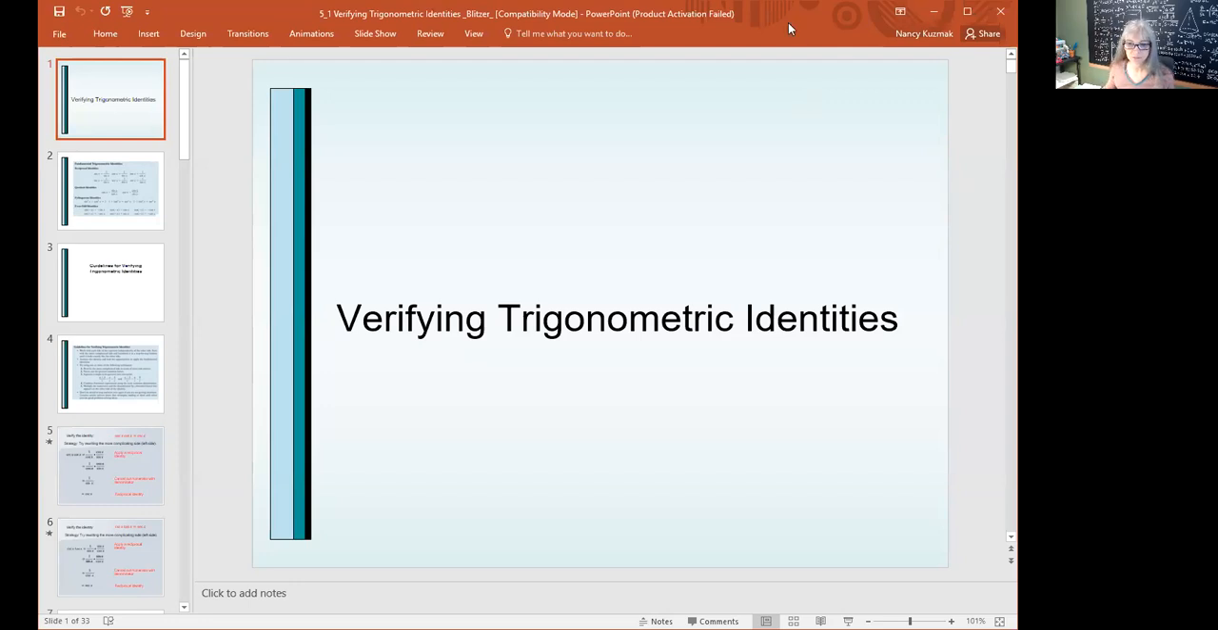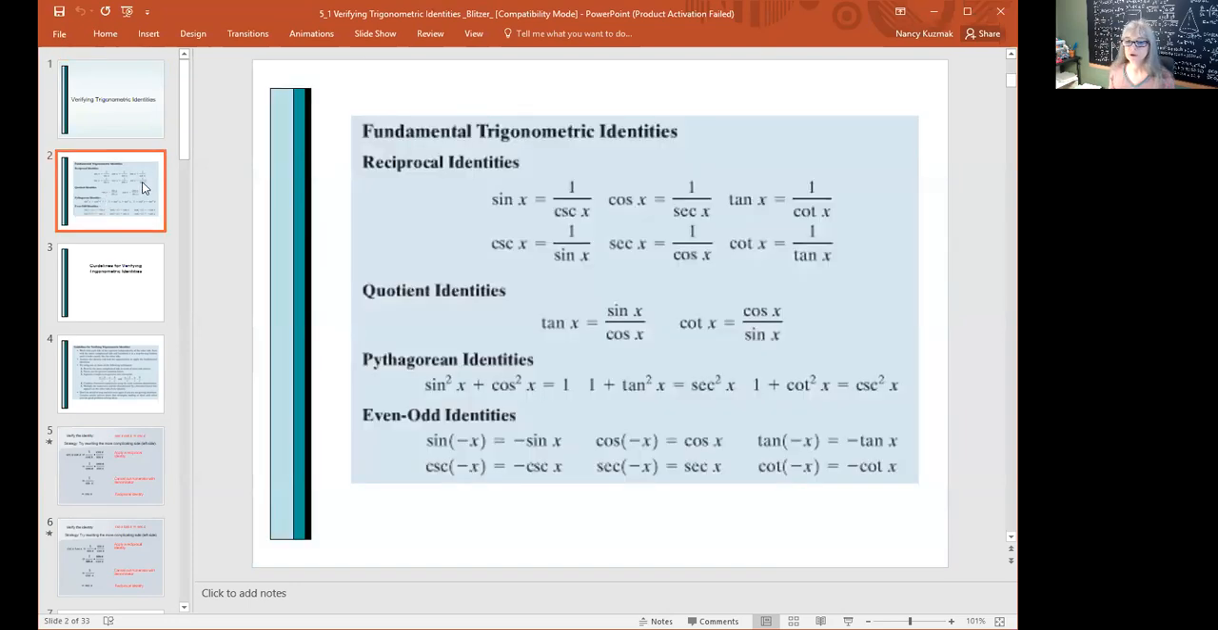Today we're going to be talking about verifying trigonometric identities. The beauty of these is that when you're working with trigonometric identities, what they want you to prove is that the left side equals the right side, all right? And there are all these different types of identities. We have reciprocal identities, quotient identities, Pythagorean identities, and even and odd identities, all right? What these identities actually mean is that this statement is true, okay?